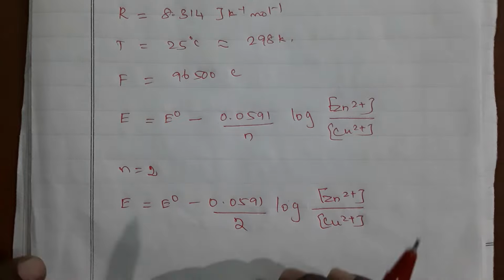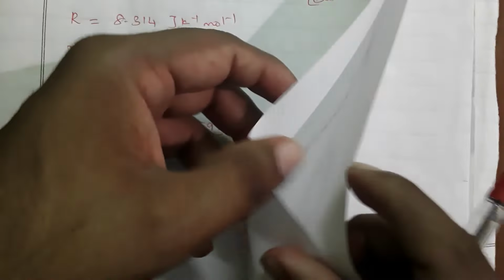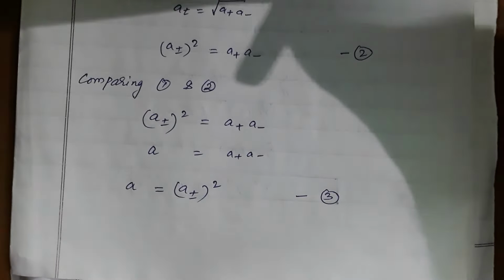From this Nernst equation we can also derive the equilibrium constant. How do we derive the equilibrium constant? If the reaction is at equilibrium, what happens at equilibrium? There is no passage of current, so the EMF is equal to 0.